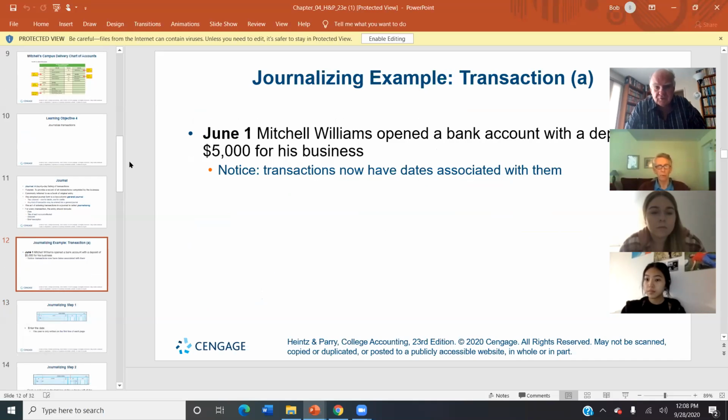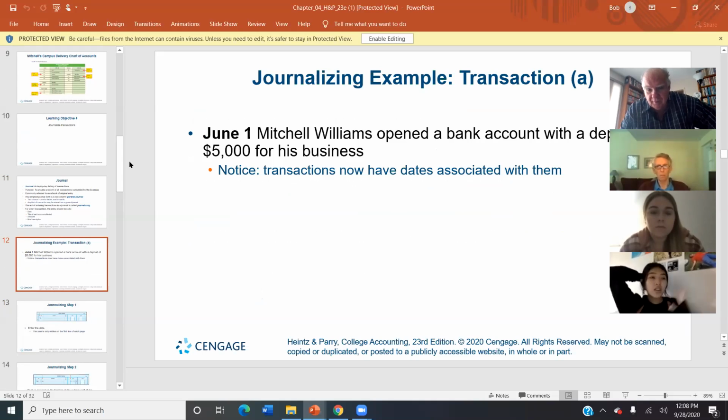Okay, I guess they're going to take us right into journal entries now. These are the same transactions we saw in chapters 2 and 3 when we were doing plus and minuses, and then we learned debits and credits, okay? Mitchell Williams opened up a bank account with $5,000.